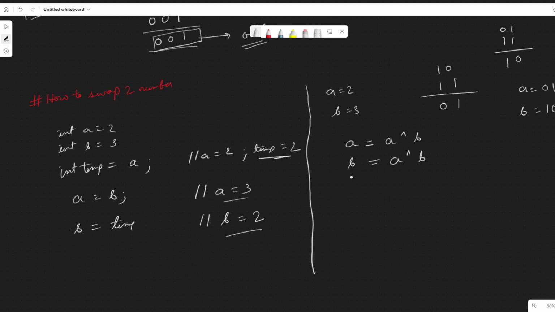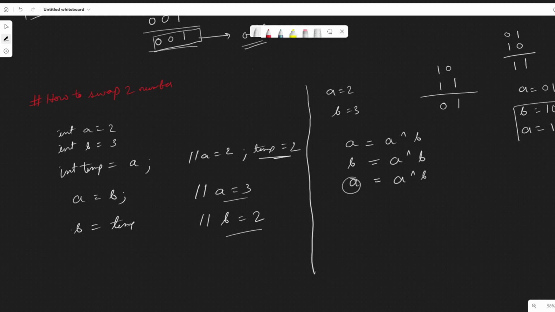Okay, now again we perform XOR operation between a and b and put the value into a. So now we will check a. What is a here? Till now a is 0 1 0 1, and what is b? 1 0 1 0. So both the bits are different, so it is 1. Both the bits are different, so it is 1. So now our a becomes 1 1, which is 3.